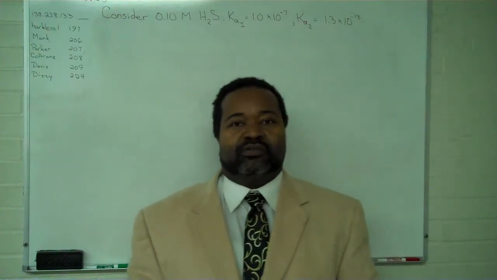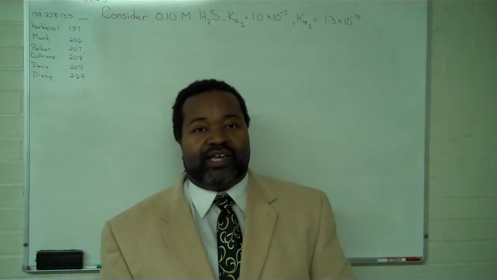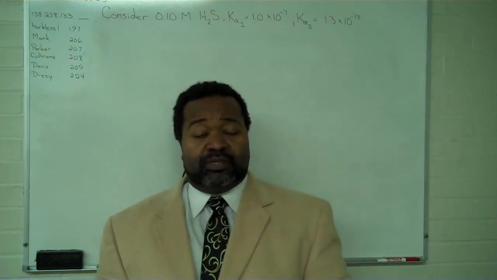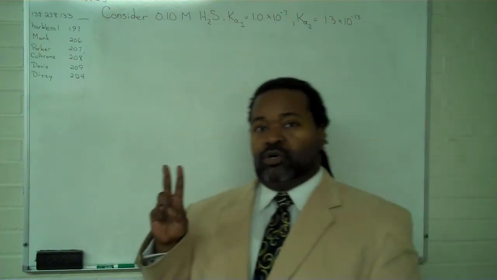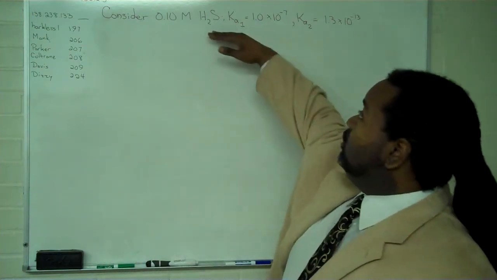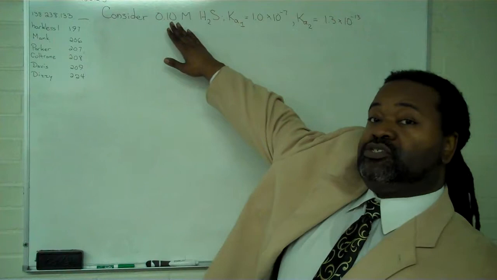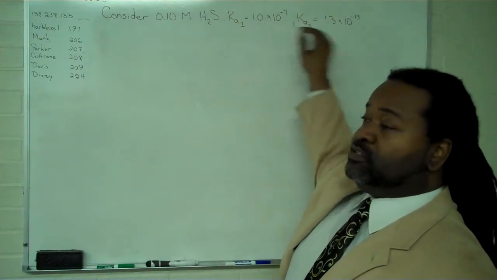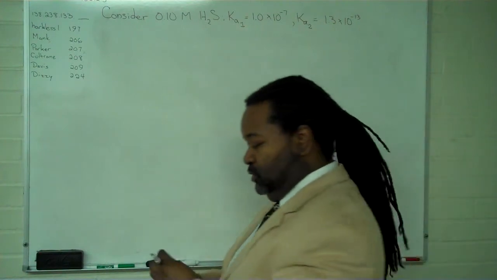This instructional video will demonstrate how to solve acid-base equilibria for a polyprotic acid. This simply means that we will have multiple dissociations, in this case 2, and we have H2S, we have its concentration, and we have equilibrium constants for the first and second dissociation.